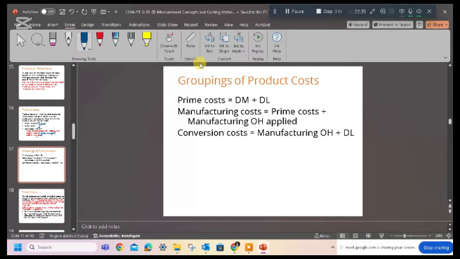Grouping of product cost. Prime cost. Prime cost is another name for direct cost. So prime cost means direct material and direct labor. Manufacturing cost is these two plus manufacturing overhead. This term applied has a lengthy meaning. We will come to that later, not now.